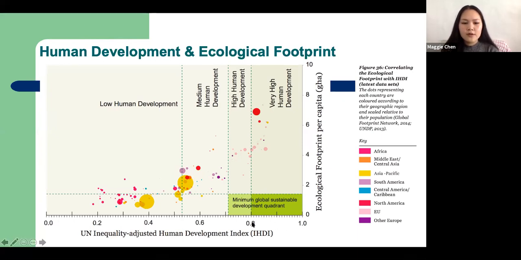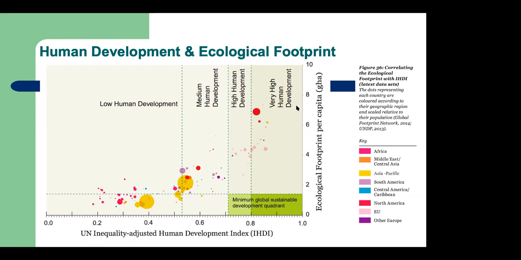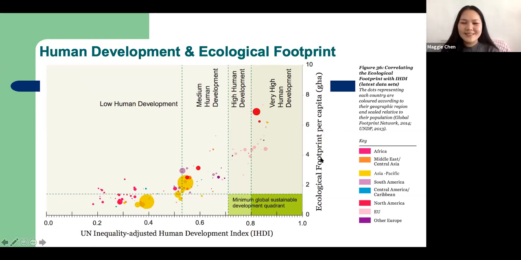Across our horizontal X-axis is the UN Inequality Index, going from low human development to very high human development, so from our very highly developed countries to our developing countries. And on our Y-axis is our ecological footprint per capita. So per person, what is their average ecological footprint at this point?